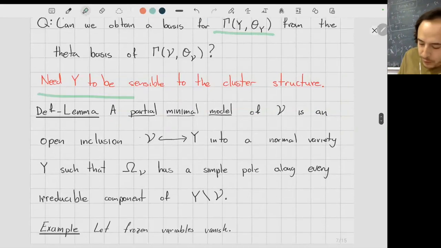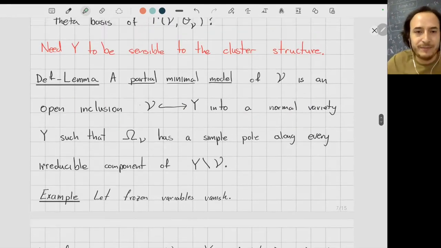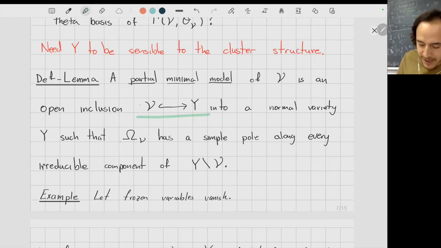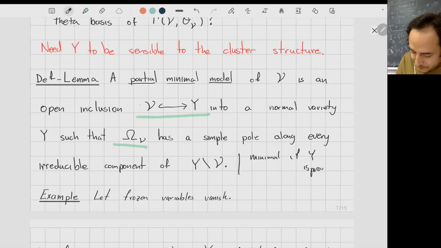That idea is going to prevail if Y is sensitive to the cluster structure, and this definition is meant to tell you which partial compactifications are sensitive to the cluster structure. A partial minimal model of V is an open inclusion of V into a normal variety Y, such that omega Y has a simple pole along every irreducible component of the boundary. This is a worked out definition, as these are partial minimal models with respect to the minimal model program, and minimal if Y is projective. So we extend V by adding some divisors at infinity, such that this canonical volume form has a simple pole.